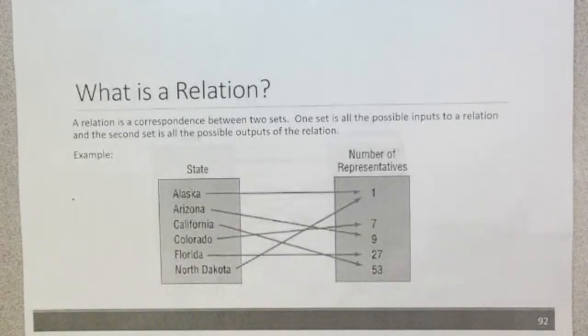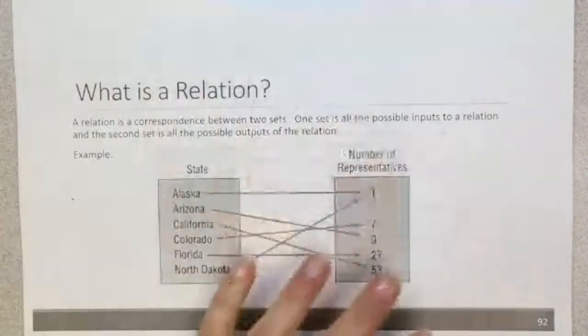All right, so if we start at the beginning, we should define a relation. A relation is a correspondence between two sets. One of the sets contains all the possible inputs to the relation, and the second set contains all the possible outputs of the relation.